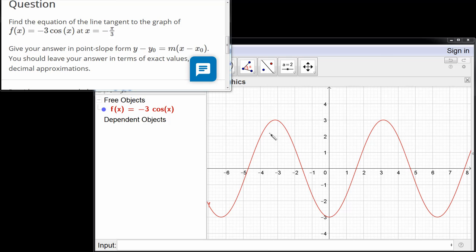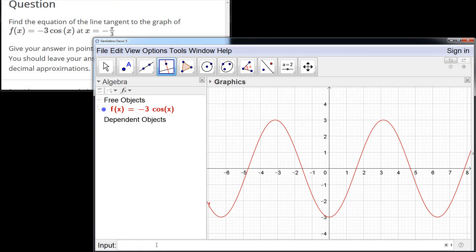So what we've got drawn here, I'm using GeoGebra. We've got the graph of -3 times the cosine of x drawn, and they're saying that x is -pi/3. And -pi/3 is about -1. So I'm trying to find the tangent line at about the point right there. But as long as I've got GeoGebra going here, let's be more exact about it.